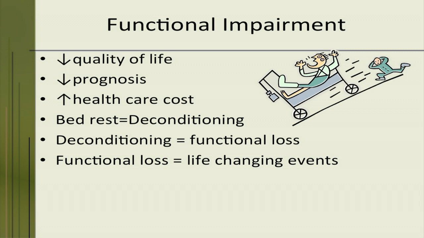So what do you do? What do you do about it as a person that works in an acute care hospital? It's a mantra that we're going to continue to say over and over again. Encourage early mobilization. Bed rest equals deconditioning. Deconditioning equals functional loss. And functional loss equals a life-changing event for that older adult who's been admitted into your acute care hospital. Provide ambulation assistive devices as needed.